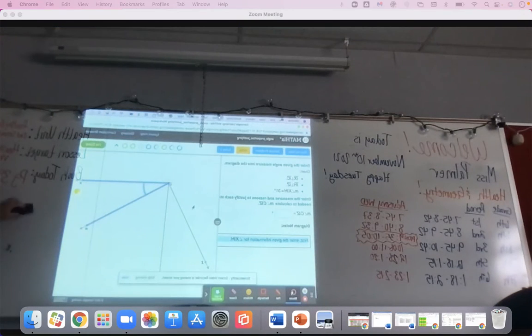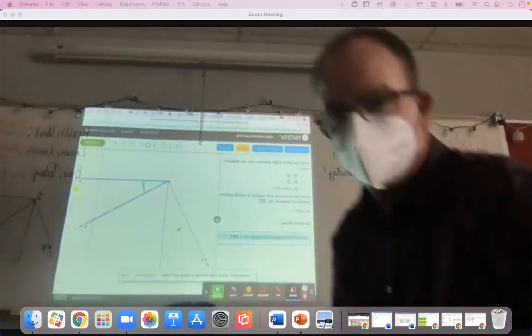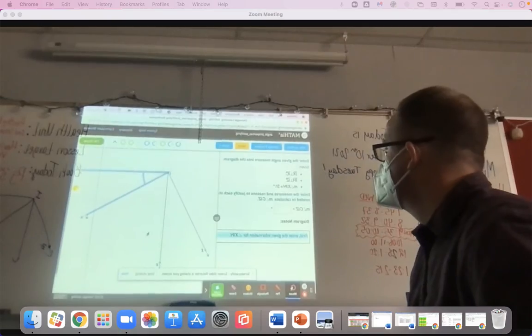So while I'm making my sketch and while you're making your sketch, be thinking about, hey, what am I given here? And what am I trying to figure out? And what relationships do I notice with these angles?